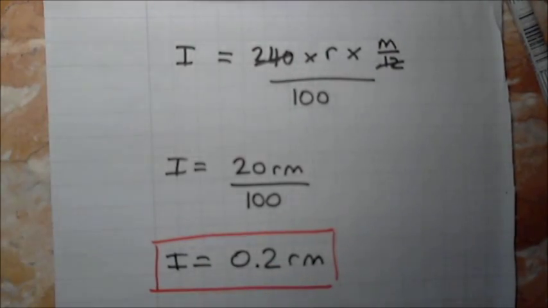We have now got an equation that links I, the amount of interest, with M and R.